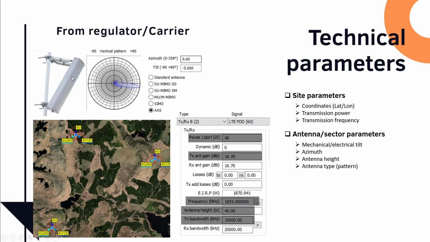So we need to have the antenna azimuth. Where is it pointing to? Sector azimuth, the tilting. If there is any mechanical tilt or electrical tilt embedded, we could also capture this information. We need to capture transmission power, antenna gain, transmission frequency, the antenna height, and bandwidth. So this information, we can import it, and we are importing it from a technical database, and then we could model this in a planning tool.